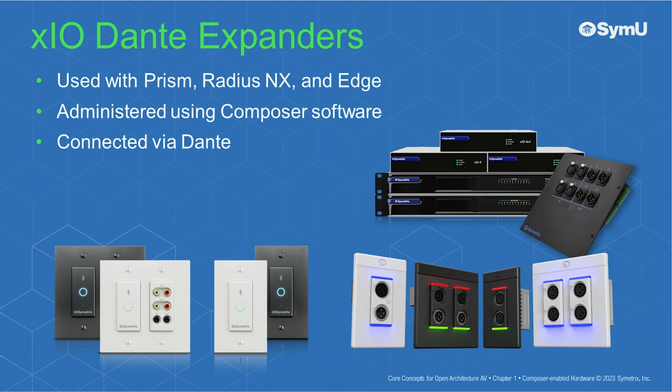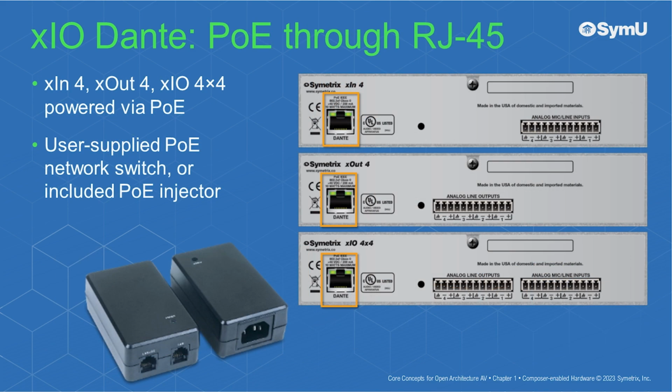XIO analog expanders are used with Prism, Radius NX, and Edge DSPs and are set up and controlled using Composer software and connected via Dante. XN4, XOUT4, and XIO 4x4 are powered via PoE through the same RJ45 connectors used to transmit and receive Dante network audio. The source of power can be a user's supplied PoE network switch or a universal input voltage PoE injector which is provided with the products.